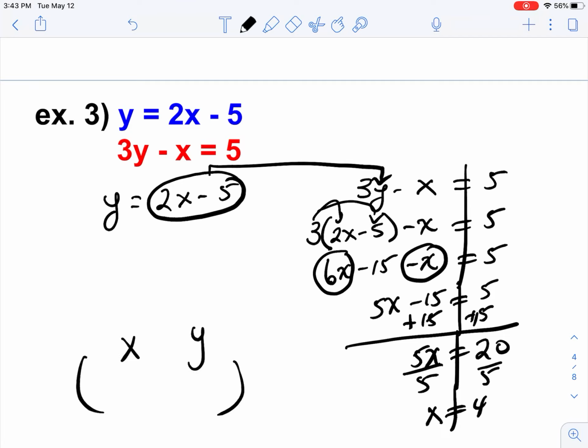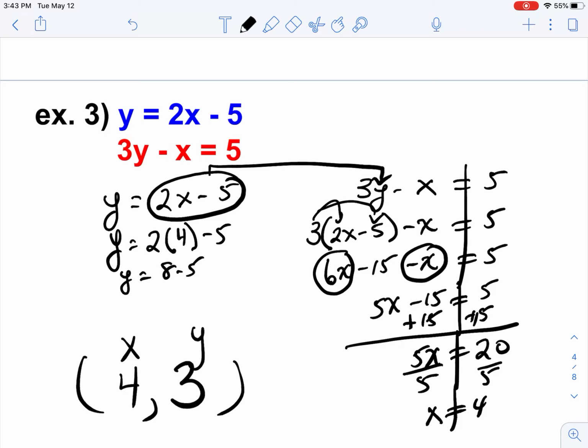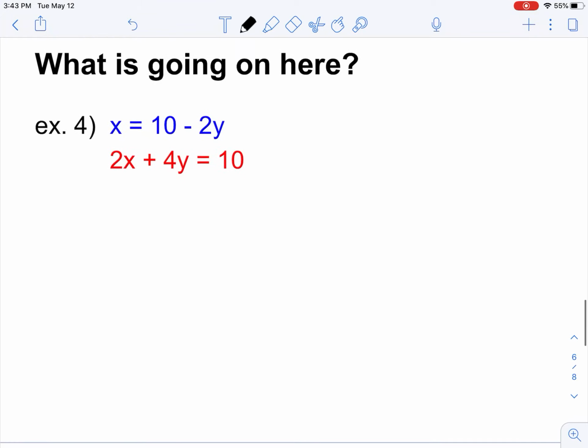So when we start to set up our solution, our x coordinate is 4. We still need to go back and find the y coordinate by using the other equation. So y equals 2 times, we know now the x value is 4, minus 5. So y equals 8 minus 5, or y equals 3. So that one is (4, 3).